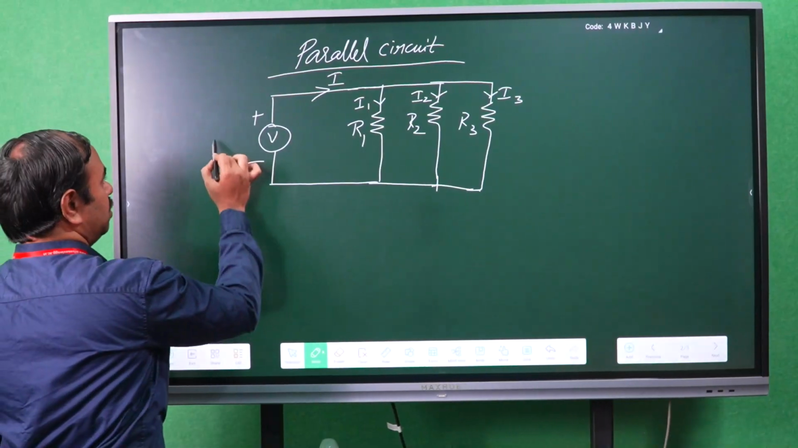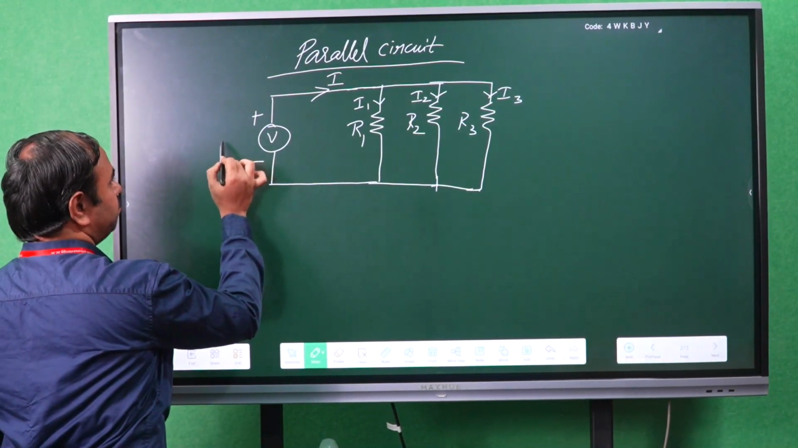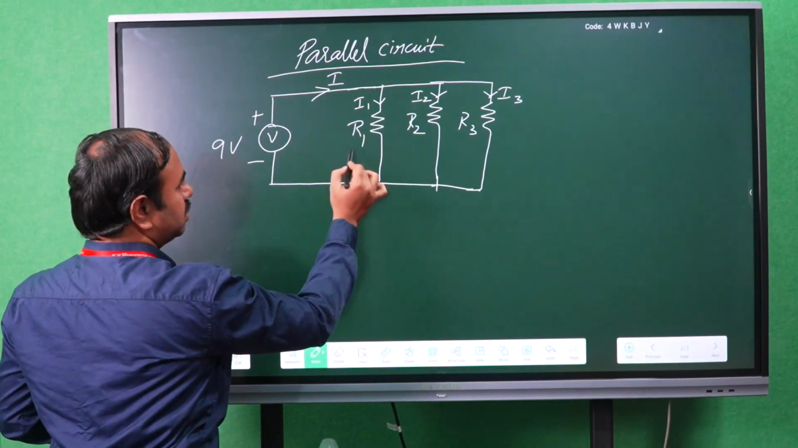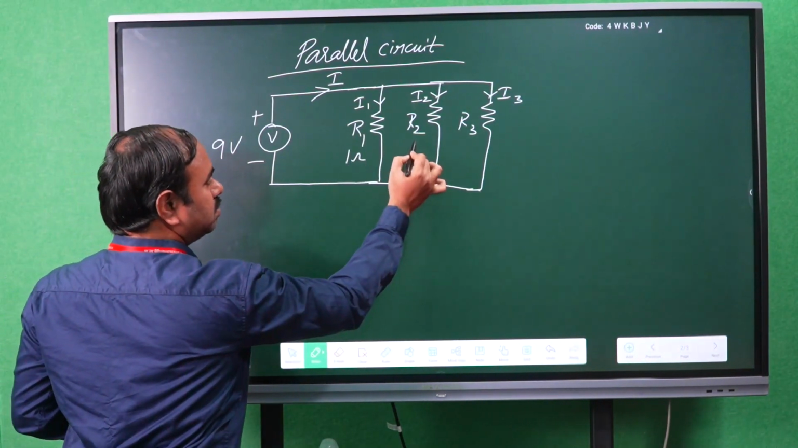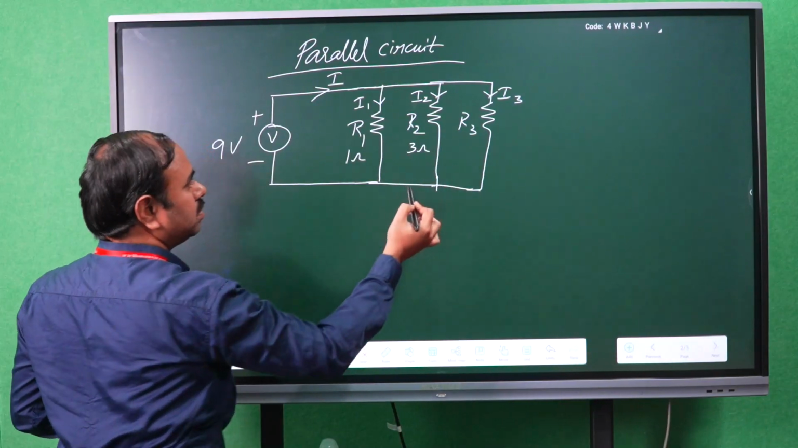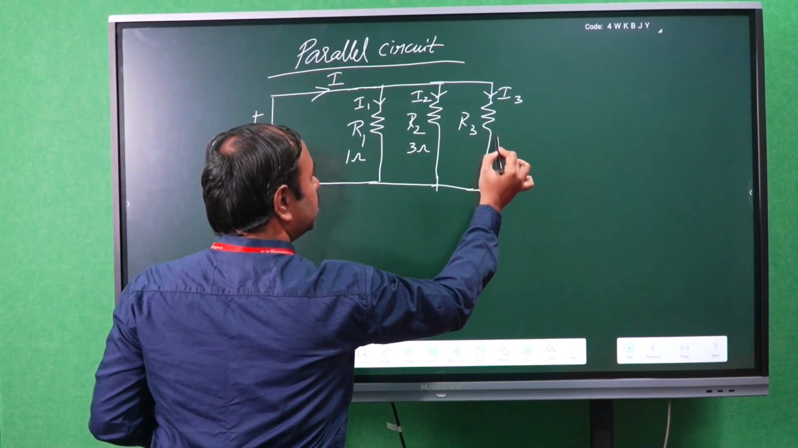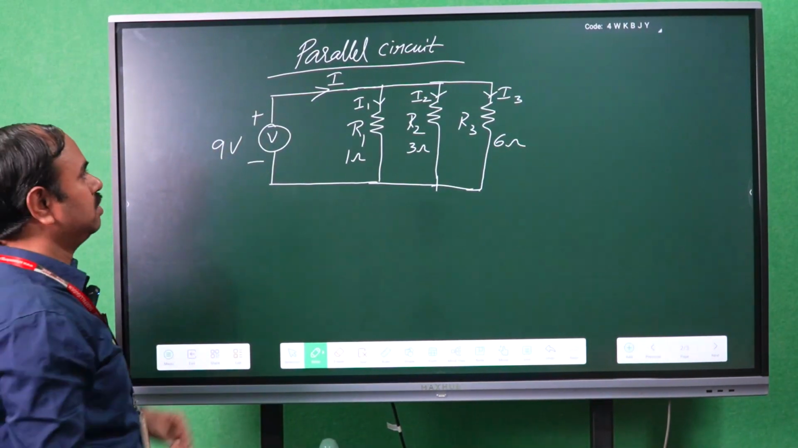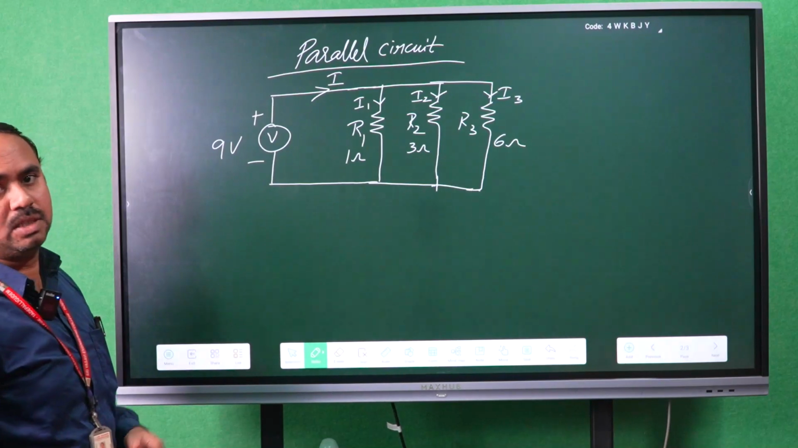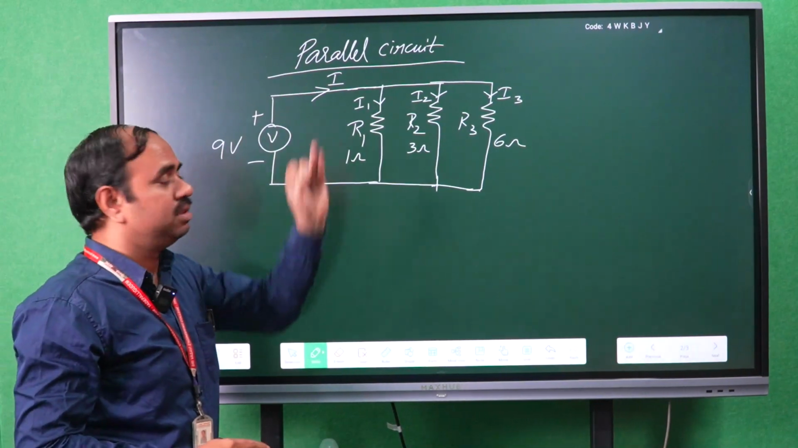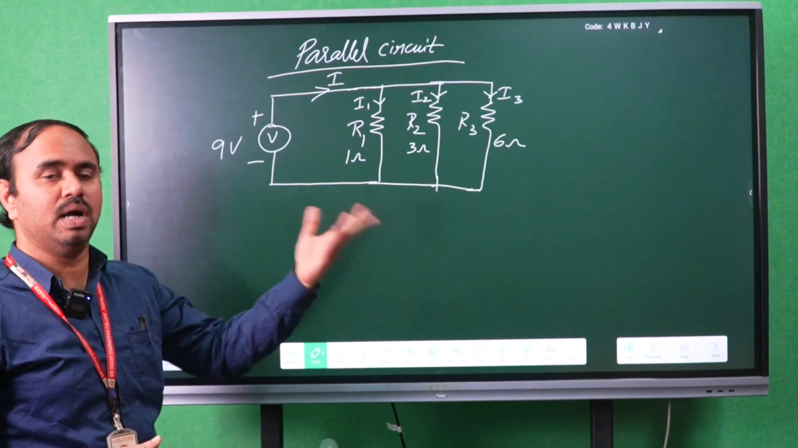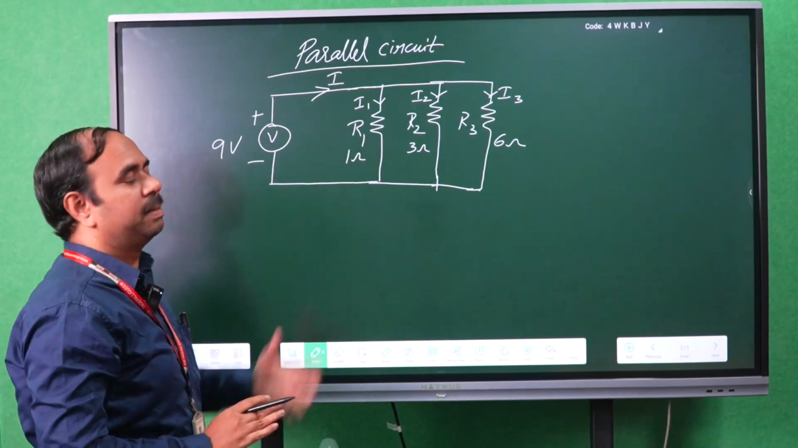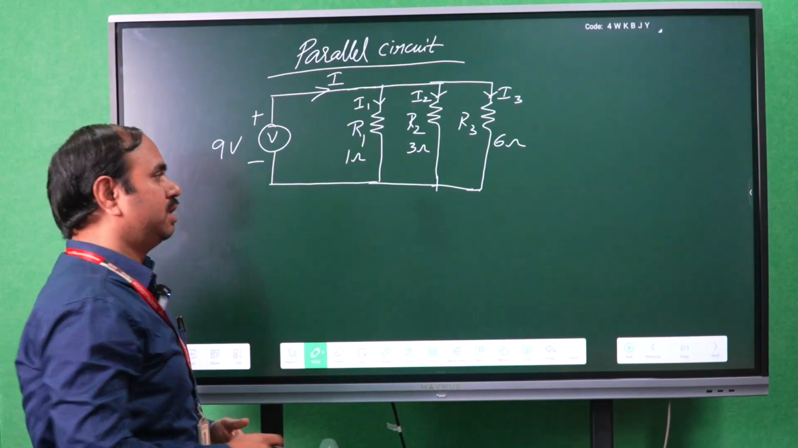For example, here also I am taking around 9 volts or 10 volts. R1 is 1 ohm, R2 is 3 ohm, and R3 is 6 ohm. So in this problem also we are going to calculate the total current, and similarly the current drops I1, I2 and I3. First of all, if the resistances are connected in parallel, we have to check the formula for R equivalent.